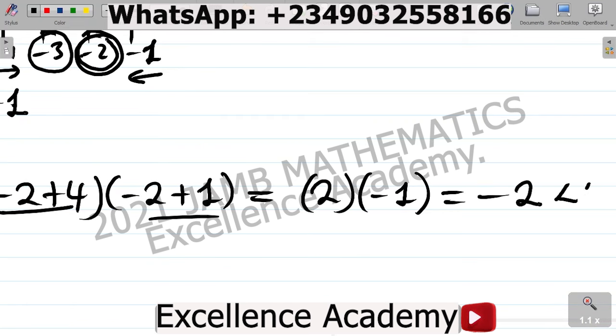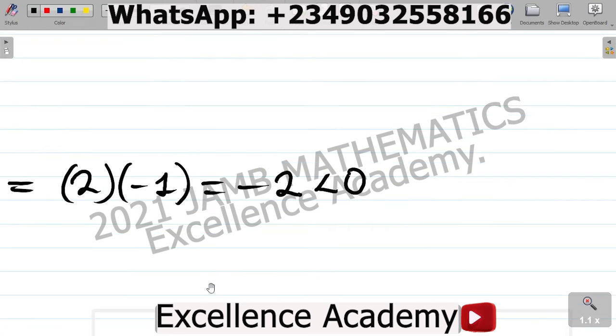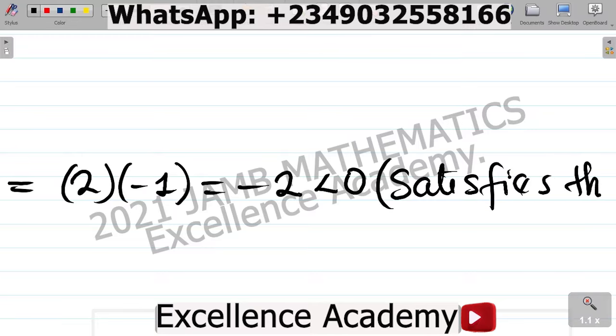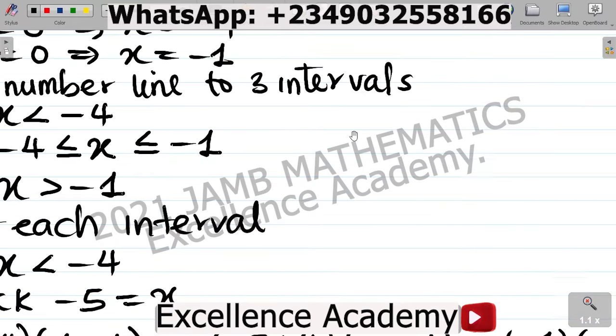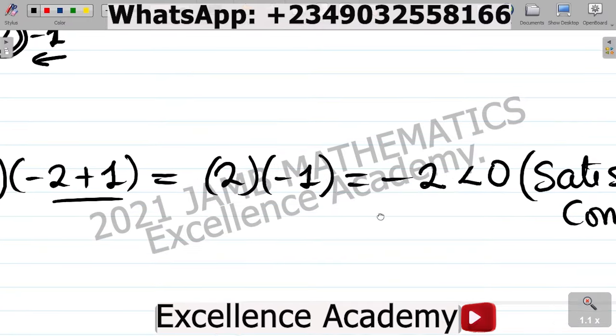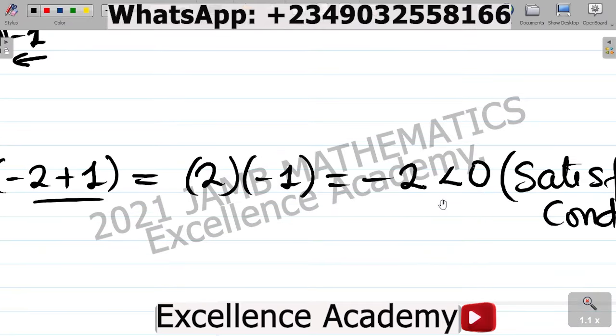And this is less than 0. So it fits the condition, or I should say it satisfies the condition. So this one works, as you can see. The condition was that it should be less than or equal to 0. And looking at this, we can see that this value is less than 0. So it satisfies the condition.